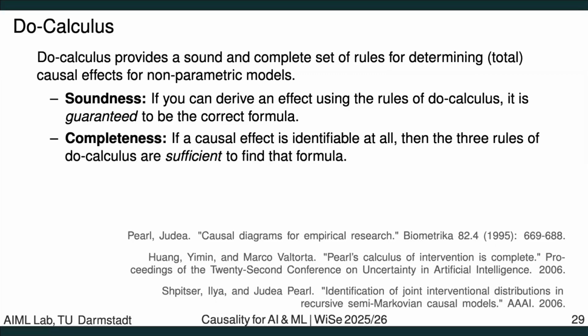And on the opposite, if you don't find one, and by that I don't mean that you are not able to find one, but you can show that there is no such estimate, if you don't find an adjustment set, then you also know that the formula is not identifiable via observational data, which is quite an important insight, because it tells you, okay, you need to make some further assumptions.